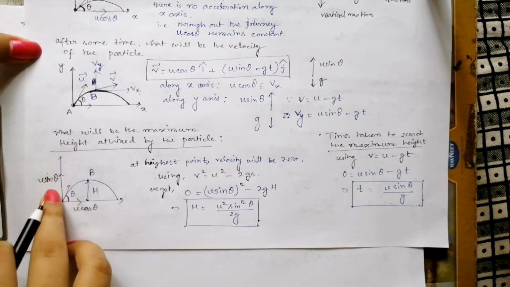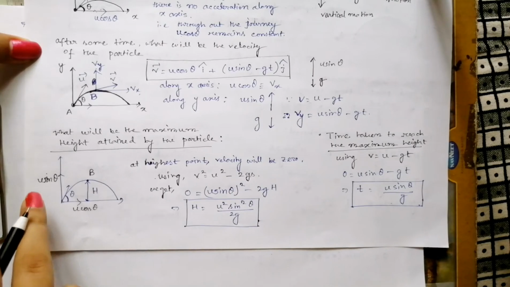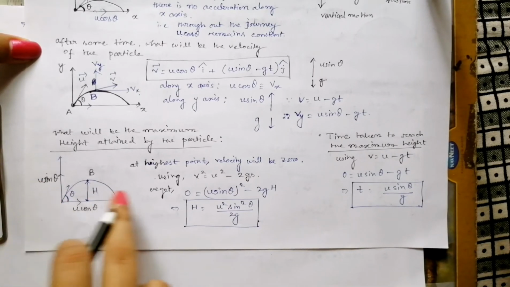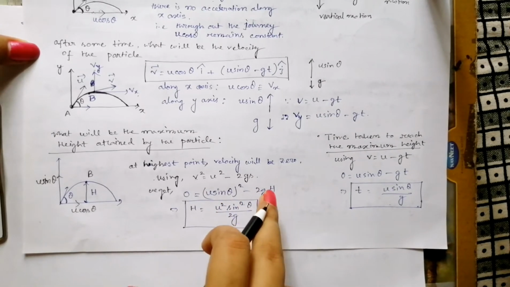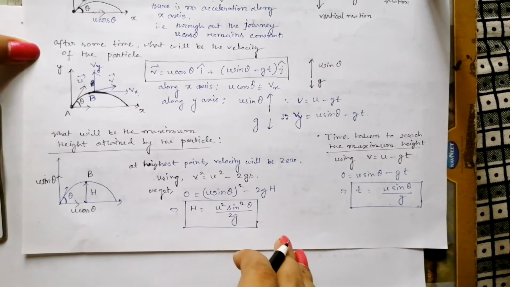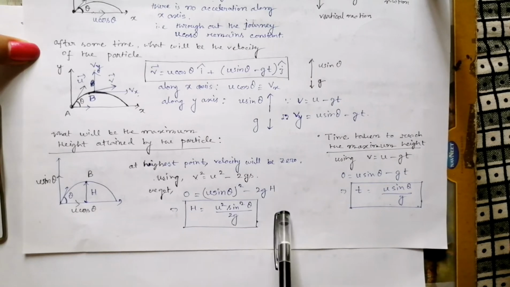U was u sine theta because I am talking about the vertical direction, and in the vertical direction the initial velocity was u sine theta, right? So I have written (u sine theta) whole square minus 2gh because I am wanting a formula for the maximum height h. So what I am getting is h equal to u square sine square theta by 2g.